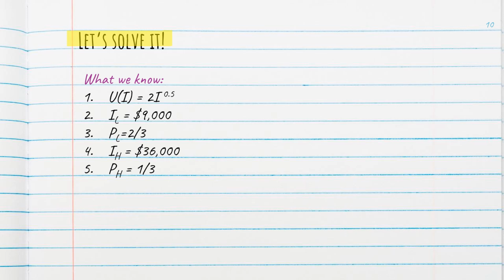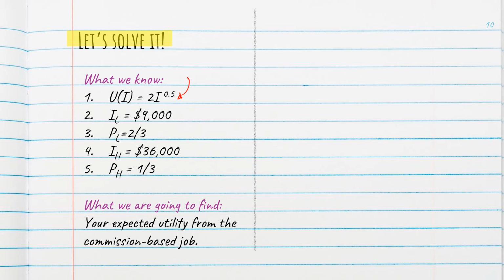So solving this again requires that we're careful to describe what we know. We have the utility function over income is 2i to the 0.5. And I want to make a note about this that I don't think I was really clear about in the beginning. Income here is in thousands. What that means is what I plug into this equation is not going to be 9,000, but instead 9. And instead of 36,000, I'll plug in 36. So sometimes we have to be really careful about units, and this question specifically says I refers to income in thousands of dollars. Okay, so then we have our two potential salaries as well as their probabilities, and our goal is to find the expected utility from our commission-based job.